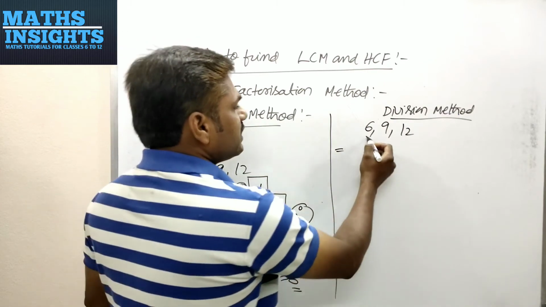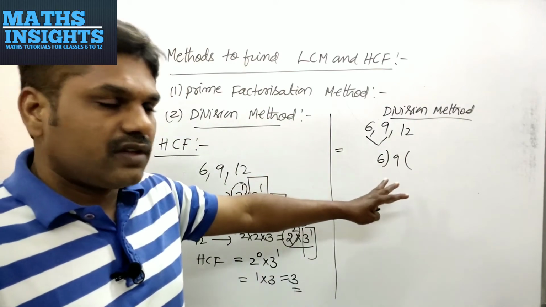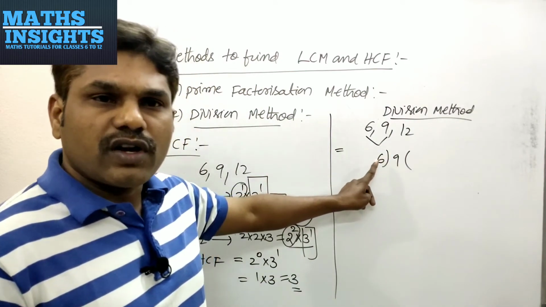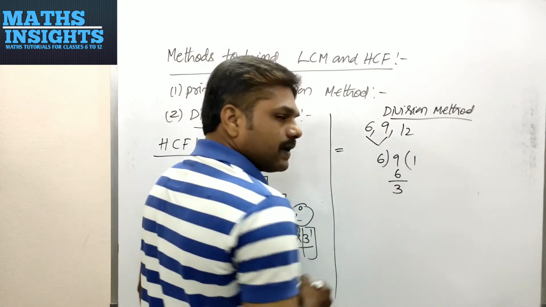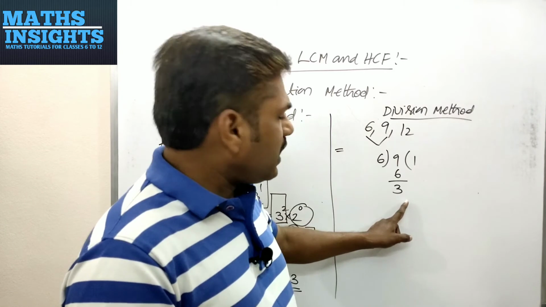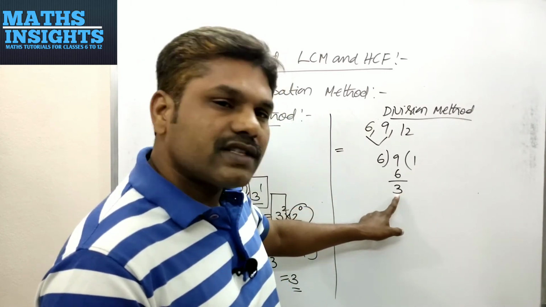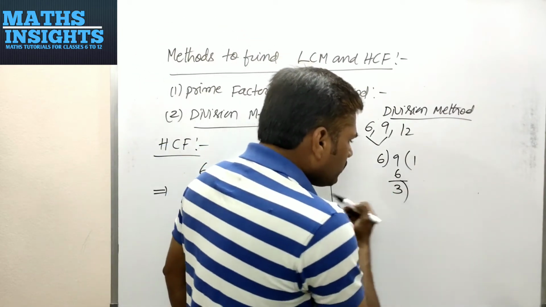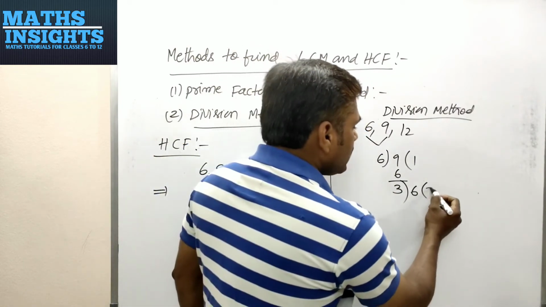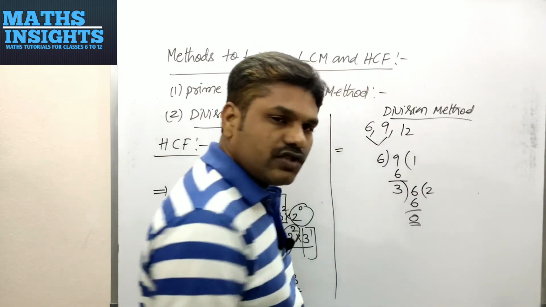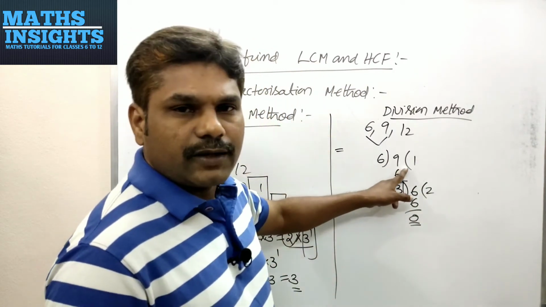See, I am taking 6 and 9 first. For 6 and 9, I am finding the HCF by the division method. You have to divide the bigger number by the smaller number. So 6 ones are 6, remainder 3. You have to continue the division until you get remainder 0. You have to divide this 6 by this remainder 3. 3 2s are 6. You got 0. Now this is the HCF of 6 and 9.